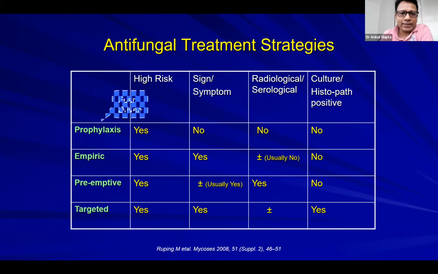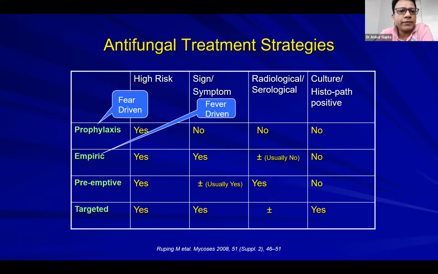So what is prophylaxis? It is fear-driven, right? The only thing which is present here is there is high risk. Okay, so a patient who is going for aggressive chemotherapy in AML is at high risk of developing fungal infections. If you are going to any African country today, you are at risk of yellow fever. So you need prophylaxis. So it's high risk, okay, which is fear-driven.